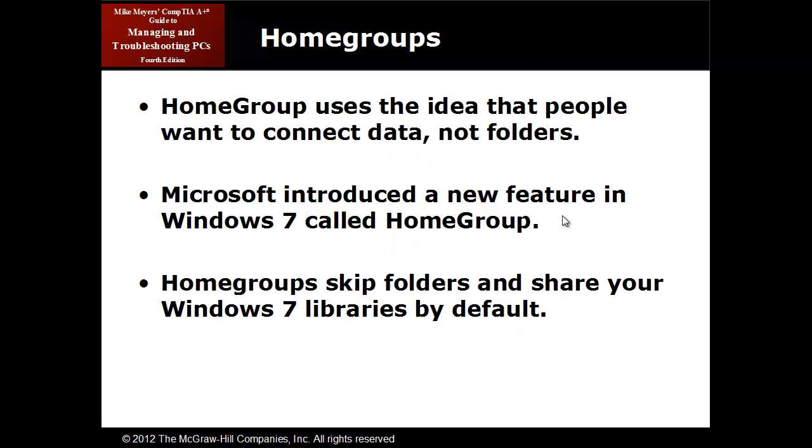A brand new feature in Windows 7 is called Home Groups. It uses the idea that people want to connect data and not just folders. When we were looking at even work groups, we went to a folder and said, hey, I want to share this folder. Home groups work a little bit differently. Home groups skip folders and share your Windows 7 libraries by default. If you remember from last week, the Windows 7 libraries are sort of collections of folders.